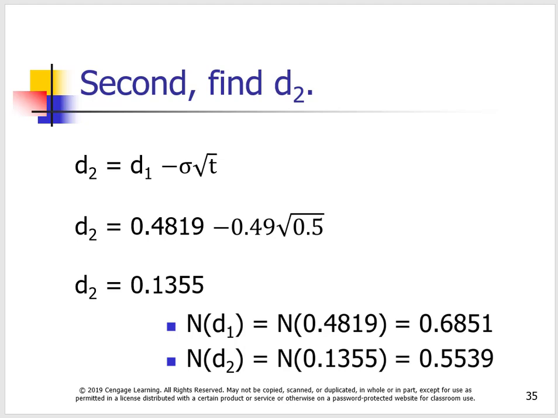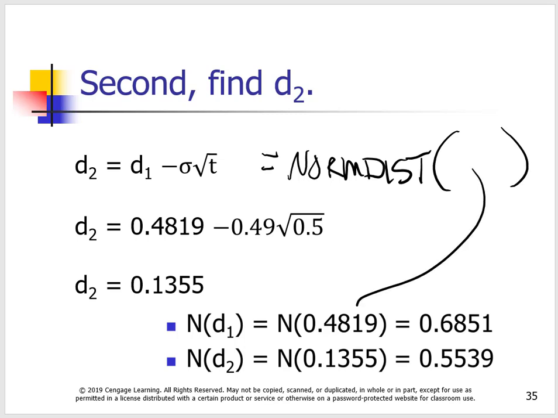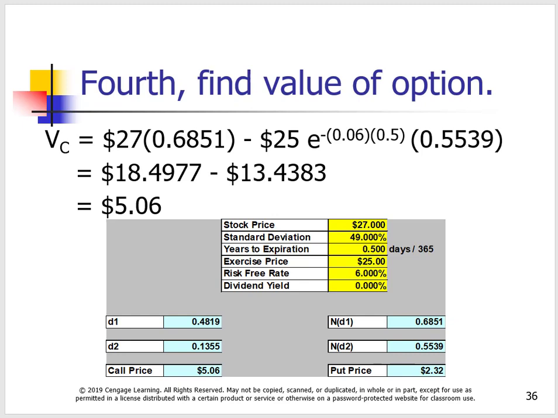Now we need to calculate or determine the normal distribution function for the normal curve with this particular stock. How we do this in Excel is with a formula: NORM.DIST, for normal distribution, and then you put one of these numbers in there. So ND1 is 0.6851, ND2 is 0.5539. Now let's substitute that into the formula.